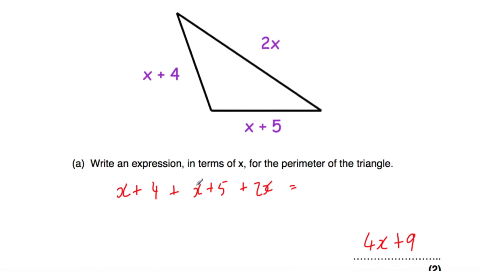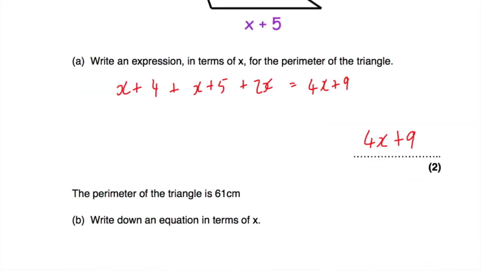So x plus x is 2x, plus another 2x is equal to 4x, and then we've got 4 plus 5 is equal to plus 9. So our expression for the perimeter of this triangle is 4x plus 9. Okay, and then part B.